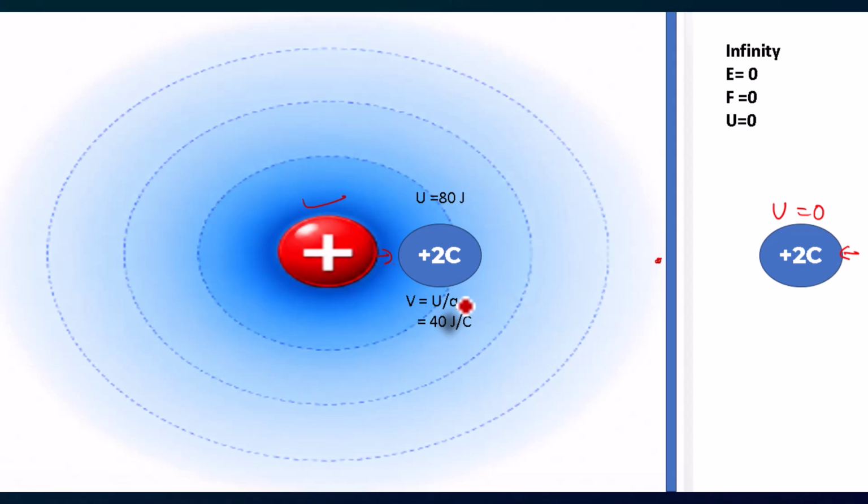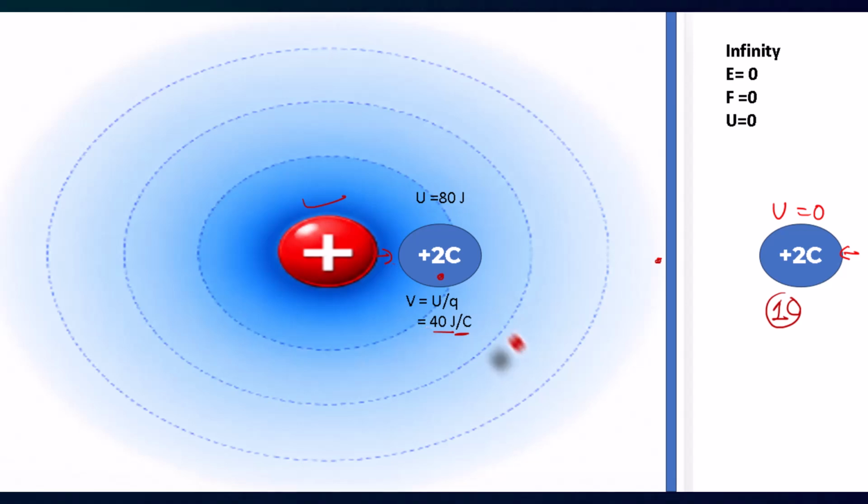But what does that actually mean physically? It means that if I bring a 1 coulomb charge from infinity to this particular location over here, it would gain energy of 40 joules. So, electric potential tells us how much energy is gained per unit charge. Energy per unit charge, joules per coulomb. And that's the concept of electric potential.